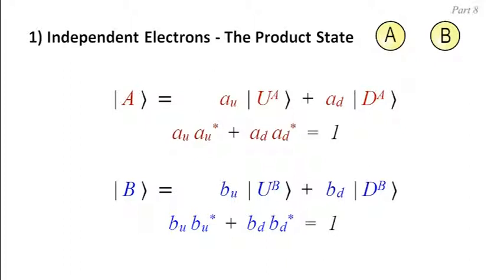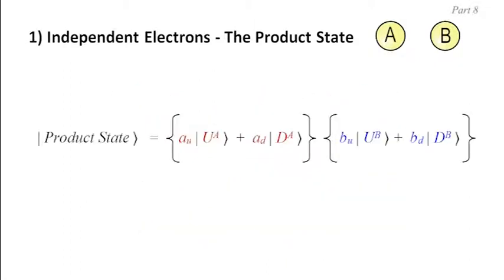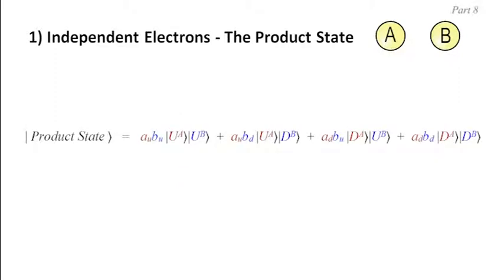It's quite simple. Here is what we call the product state, shown as the straightforward multiplication of the two states, each in their own Hilbert space. There's the general state of the A electron with its coefficients multiplying the up and down states in its space, and there's the general state of the B electron with its coefficients multiplying the up and down states of its space. Now if we multiply out these two brackets, we get that the product state contains 4 terms.